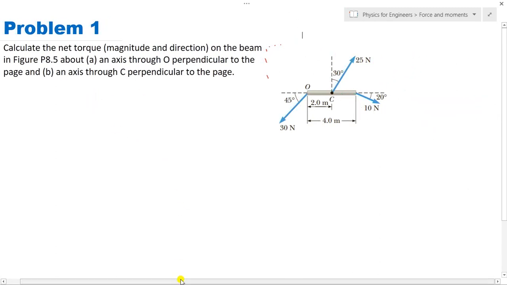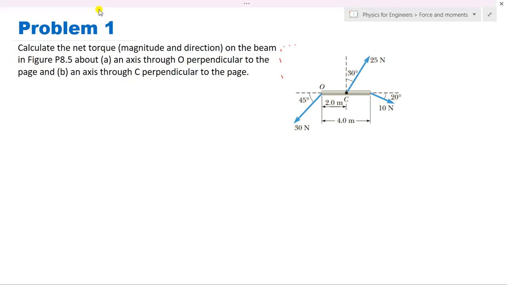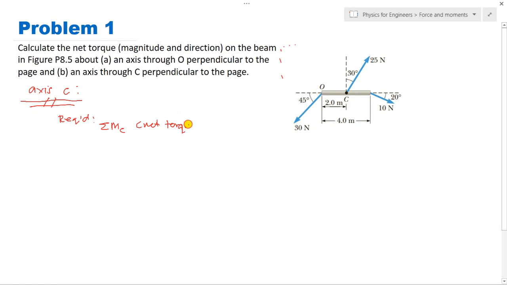Okay, for axis C, na-change na ang ato ang axis. So here axis C. Same ra gihapon, net torque lang gihapon. So here required is the summation moment along C, or this is the net moment or net torque. So mara gihapon, solution nimo class, summation moment na lang. Summation moment C, we don't know, so positive lang if it rotates clockwise.